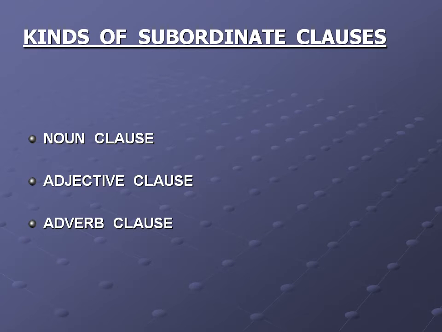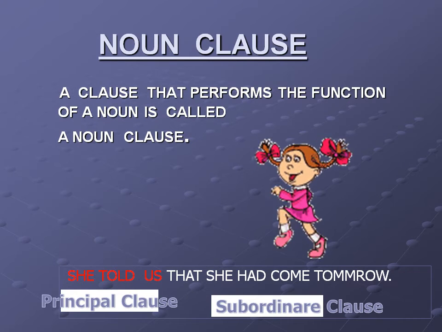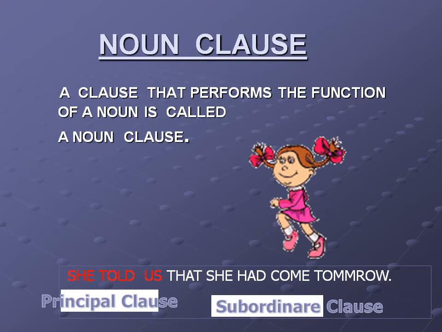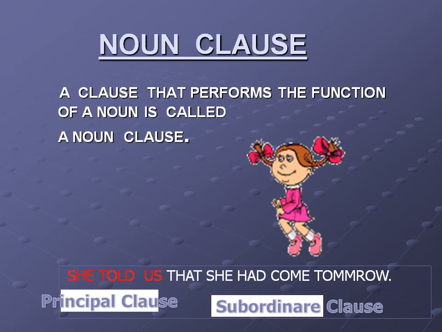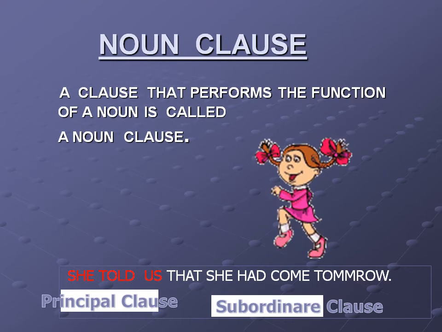Kinds of subordinate clause: noun clause, adjective clause, adverb clause. Noun clause. A clause that performs the function of a noun is called a noun clause. She told us that she had come tomorrow. Principal clause, subordinate clause.